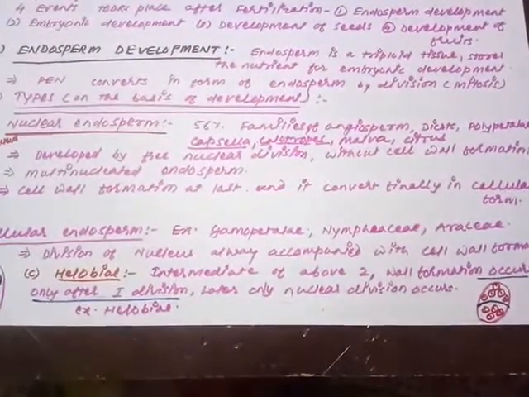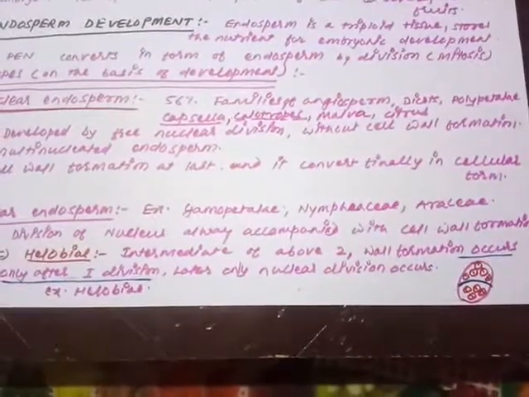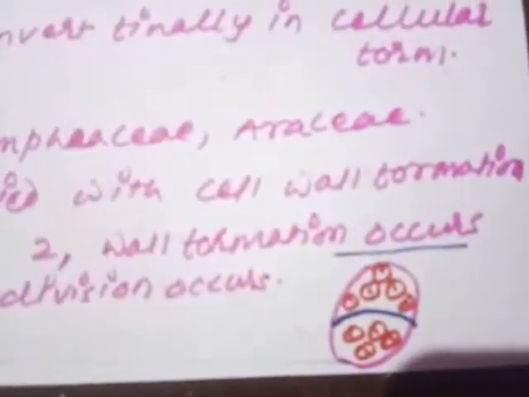So the first is nuclear endosperm, and second the cell wall formation is there. So that means this bears the intermediate stage between the nuclear and cellular endosperm. Just pay attention to the diagram here.